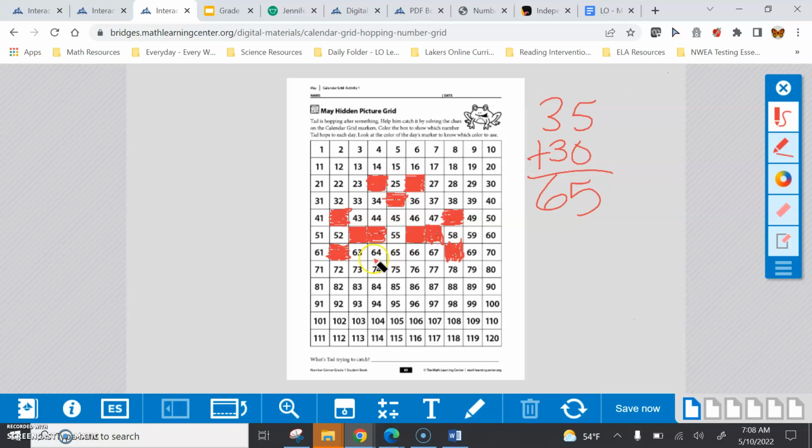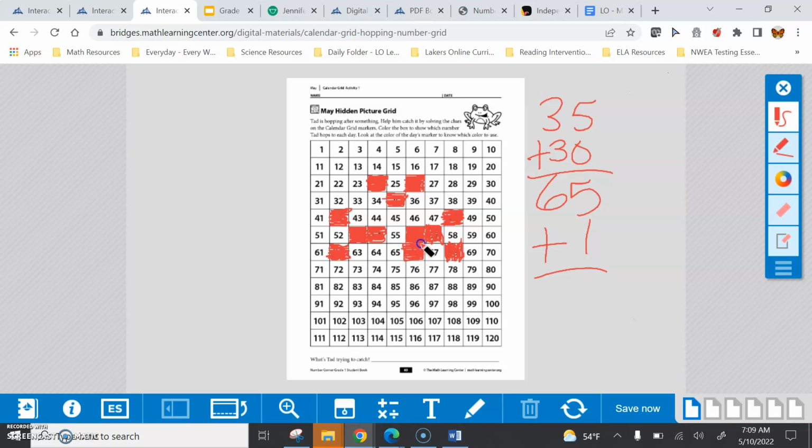And then it said he went to the right 1. That means he added 1. And when you add 1, what number do you land on? What is this number here? 66, yes. So that's our number for the day that we're filling in. 66. Wow, Tad, you've been all over our chart.